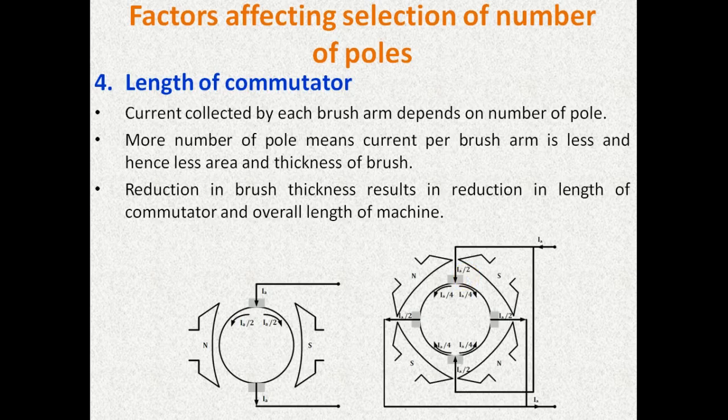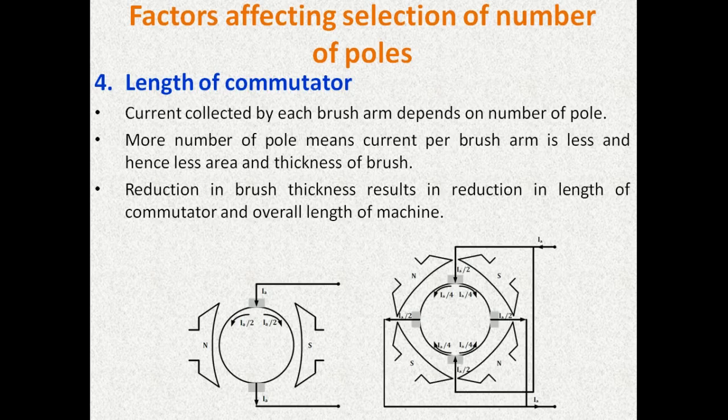So as the number of poles is increased, definitely the current collected by each brush arm is also reduced. Due to this reduced collection of current by the brush arm while increasing the number of poles, definitely we will be able to reduce the thickness of each brush. Usually each brush covers around 2 to 3 commutator segments. So while increasing the number of poles, due to this effect of reduction in brush thickness, effectively we will be able to reduce the commutator length.